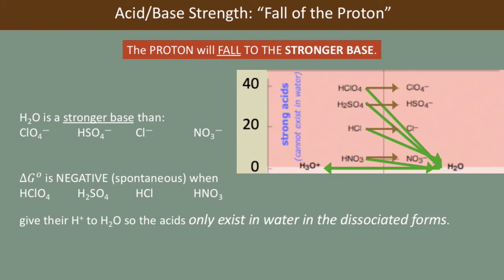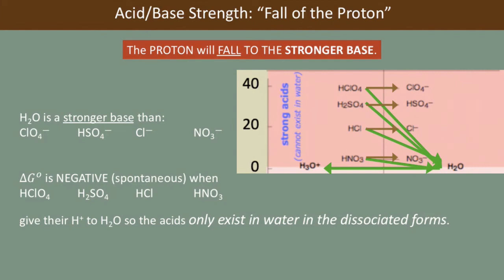H2O, water, is a stronger base than the chlorate ion, the hydrogen sulfate ion, the chloride ion, and the nitrate ion. So delta G naught is negative or spontaneous when HClO4, H2SO4, HCl, and HNO3 give their proton to water. So these acids only exist in water in dissociated forms. They won't form ion pairs. And you can see that they have downhill arrows on all the transfers to water.